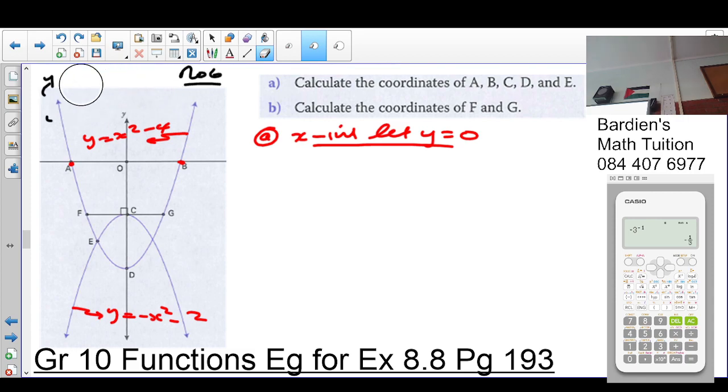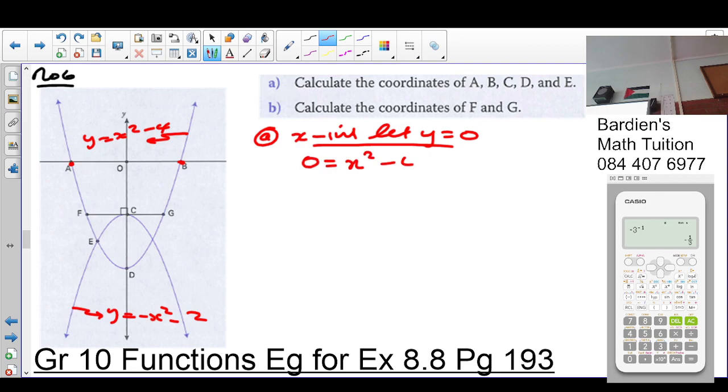I don't need this here. Okay. So A and B are the x-intercepts of that graph there. So x-intercept at y equal to 0. So 0 is equal to x squared minus 4. Okay, take the difference of two squares here. x plus 2 and x minus 2.